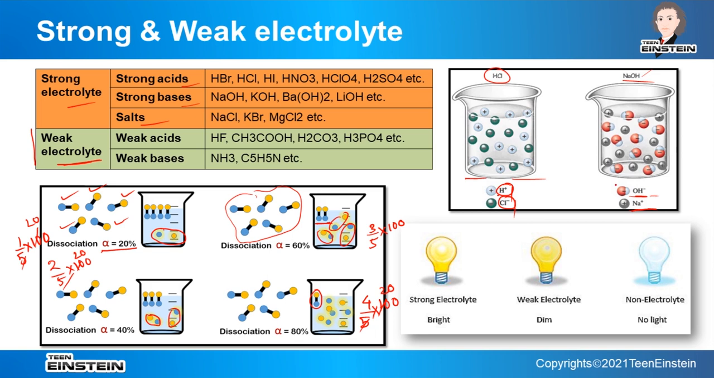Non-electrolyte means where you cannot expect any dissociation. All the molecules will remain undissociated. It will remain a single molecule. You will not find any presence of ions. And if there is no ions, obviously we cannot call it electrolyte. So it will be non-electrolyte. No ions means no electricity, and no electricity means no light.